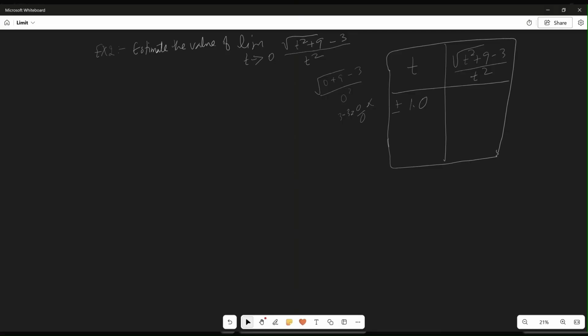So if we plug in 1.0 in this function, what we end up with is 0.162277. Let's get a little closer to 0, 0.5. It's 0.165525. And you can try to plug in as many values as you could. And we can already see the pattern here. The limit of this function seems to be closer to 1/6.